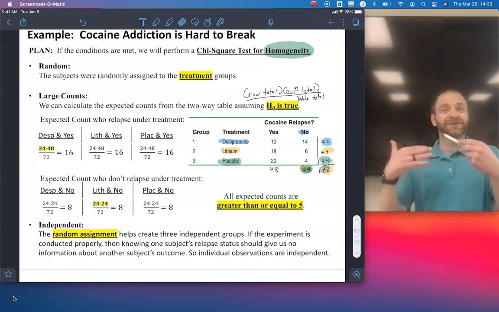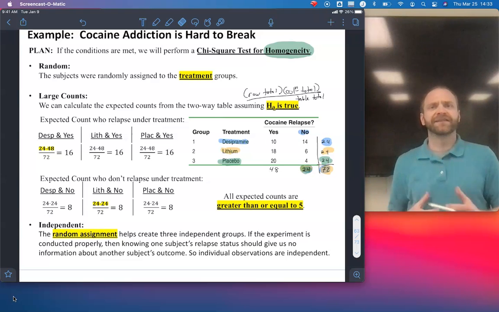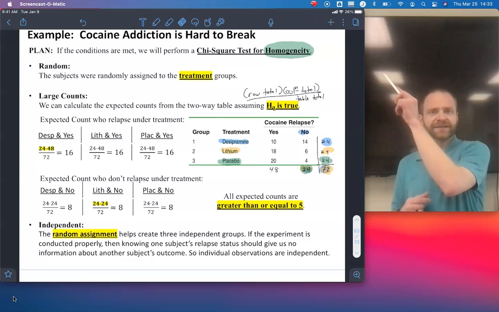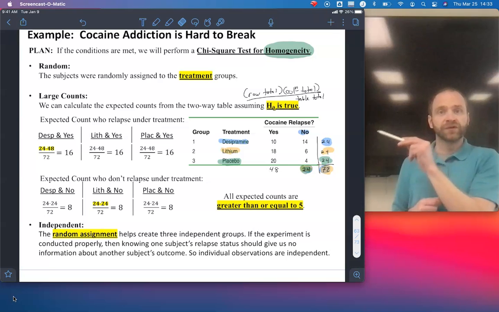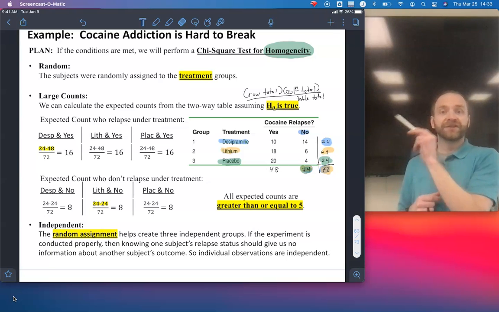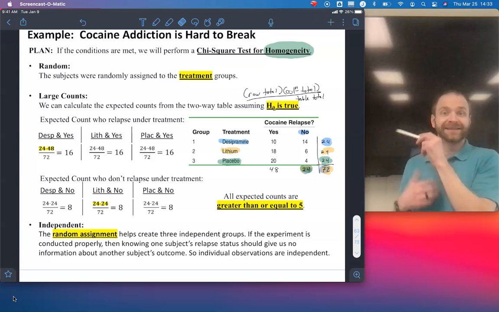So the plan step is always where the big stuff is, a lot of the writing is. Remember, you name the test, you look at random, you have to look at your expected counts, assuming the null is true. Row total times column total divided by total, and you're going to have the same amount as the cells themselves.